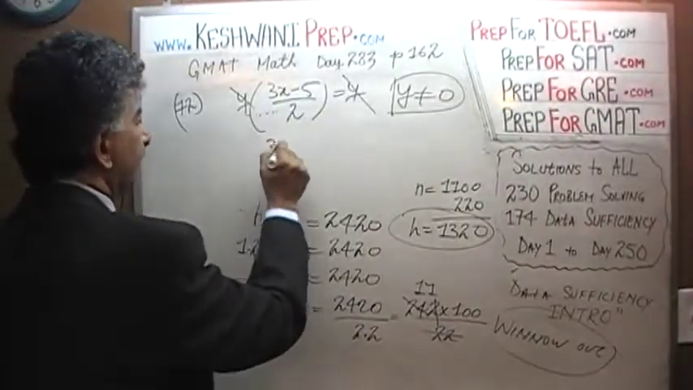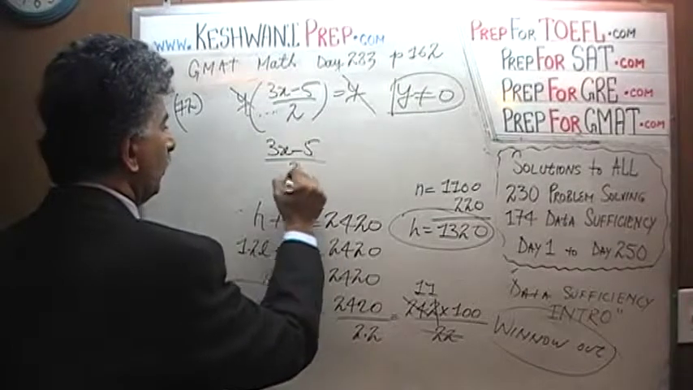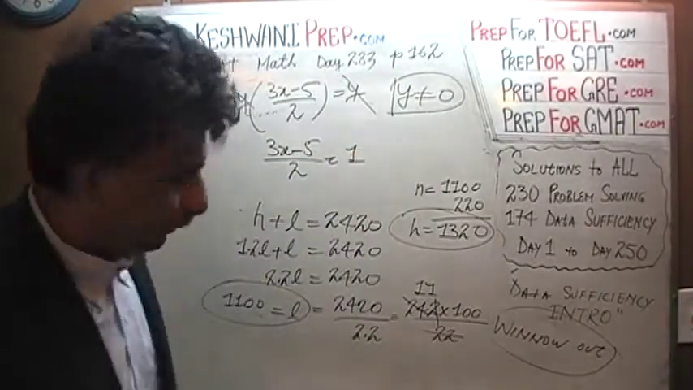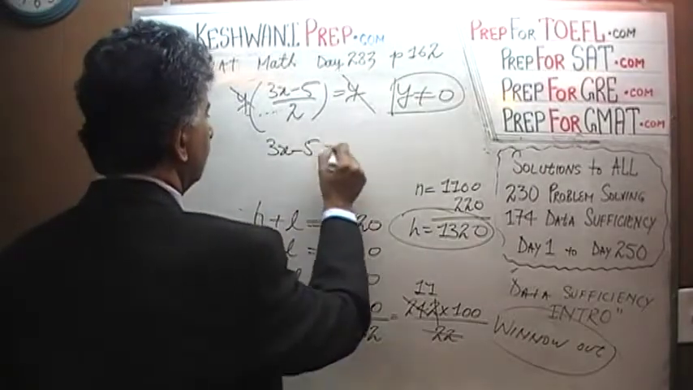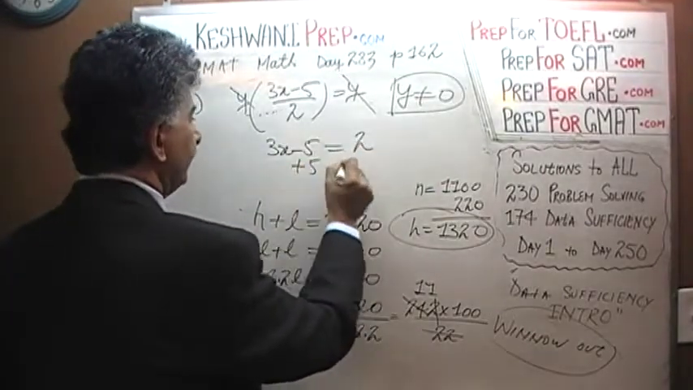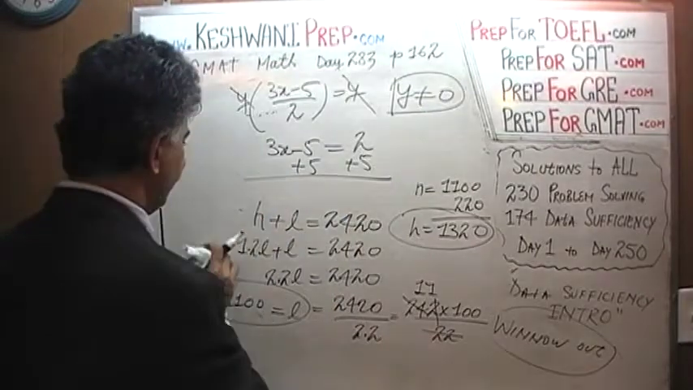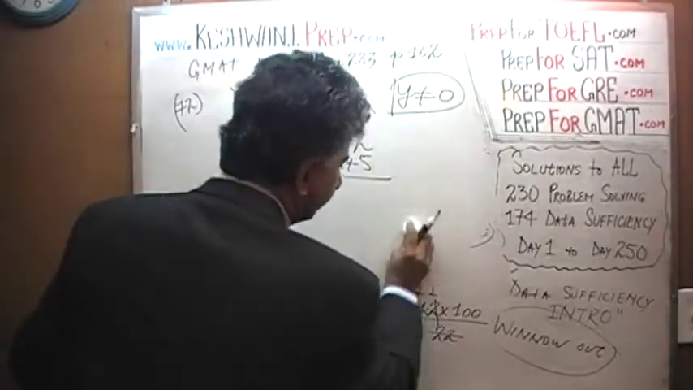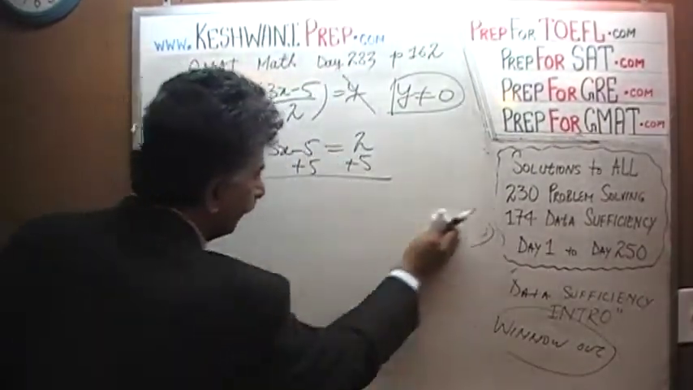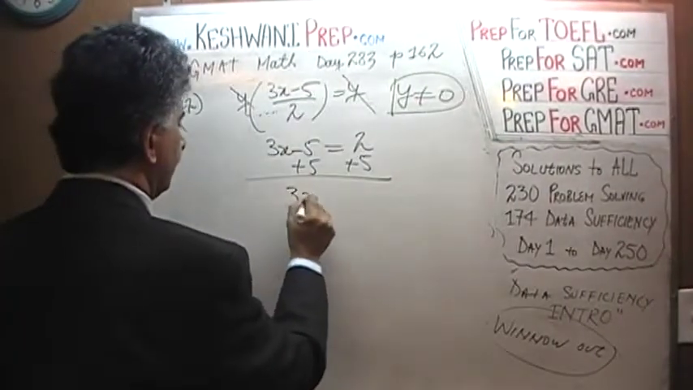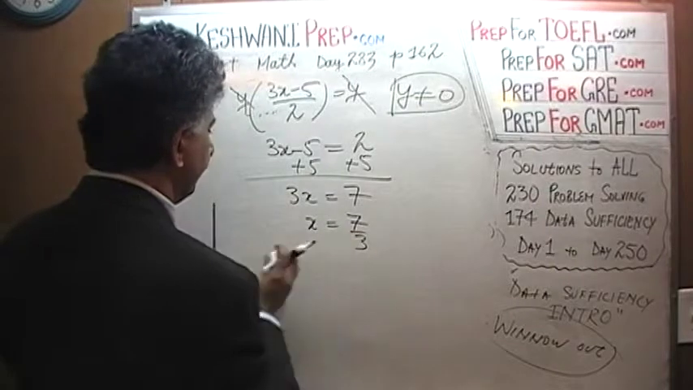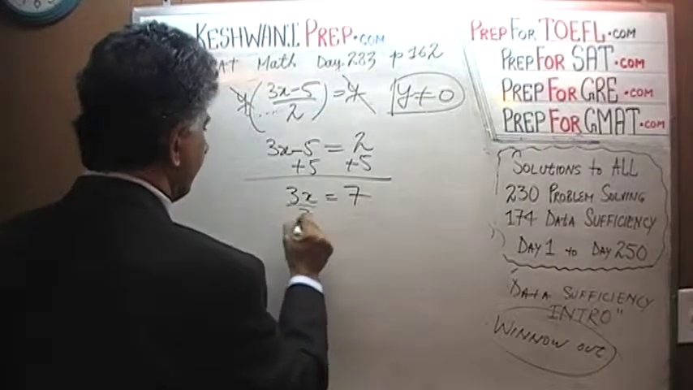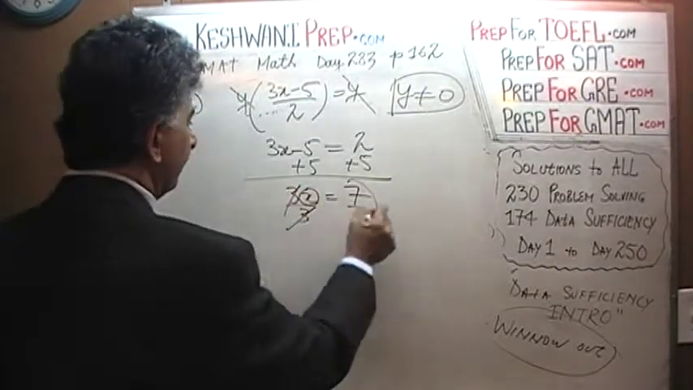And we end up with (3x minus 5) over 2 equals 1, which is the same as saying 3x minus 5 equals 2. Add 5 to both sides, and we end up with 3x equals 7. Divide by 3, and therefore x equals 7 over 3.